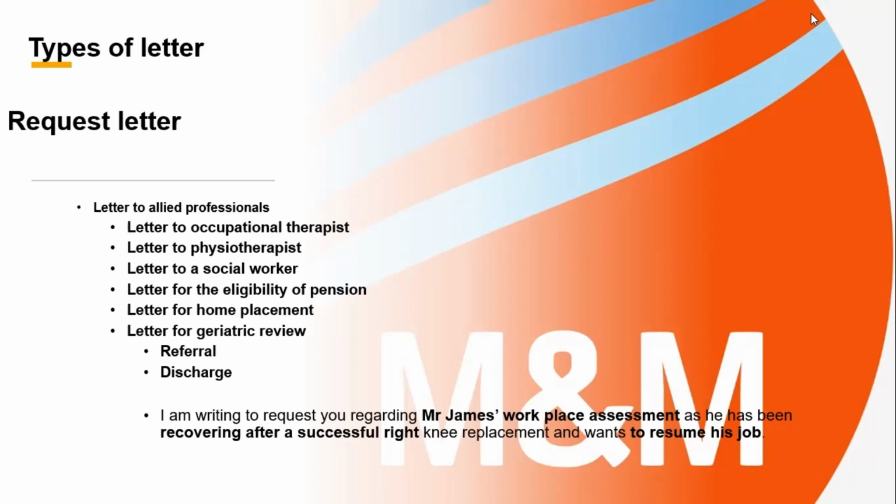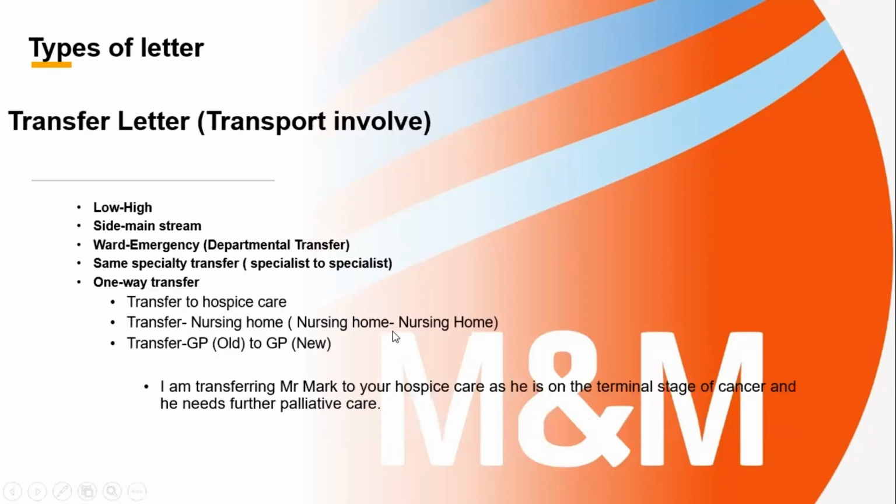Home placement we discussed already, and the geriatric review is for the old age people, old care. It can be in the category of referral or discharge. Just an example: I'm writing to request regarding Mr. James's work-based assessment, as he has been recovering after a successful right knee replacement and wants to resume his job, right? So this is just an example for the letter of request. We can have it in different categories.